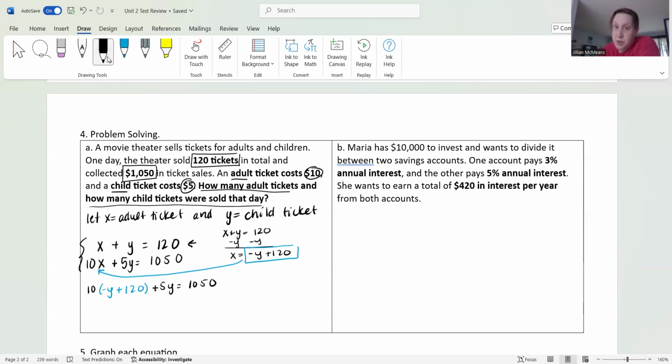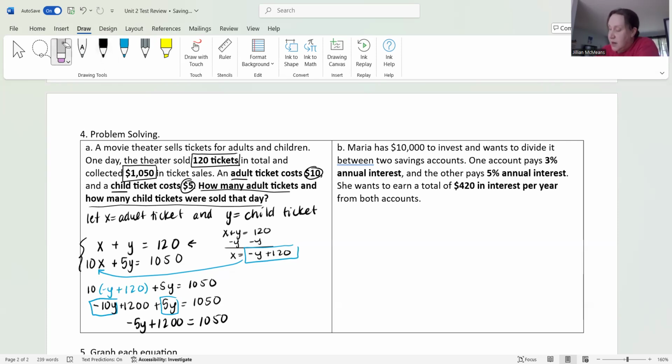First thing I need to do is distribute my 10. So 10 times negative Y is negative 10Y. 10 times 120 is 1200. And then don't forget you have your plus 5Y equals 1050. Now we want to combine like terms, and my like terms are negative 10Y and 5Y. Negative 10Y plus 5Y is just negative 5Y. So I get negative 5Y plus 1200 equals 1050. Now I want to subtract 1200 from both sides.